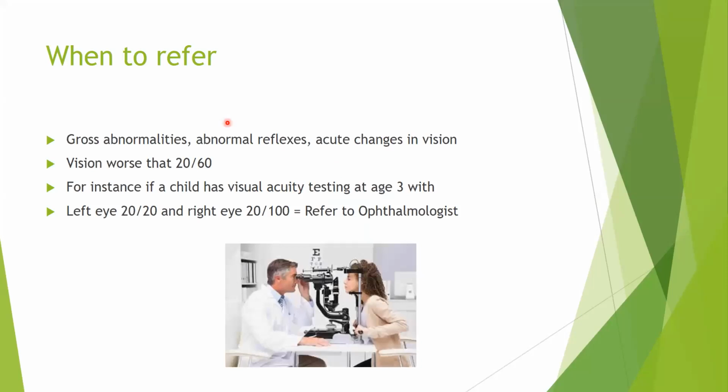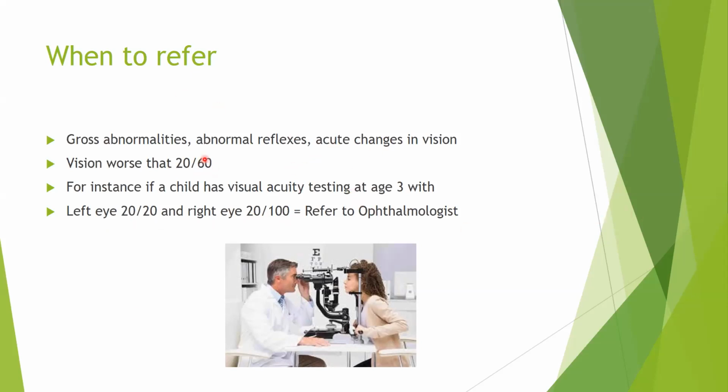So when do we refer? We want to refer if there's any gross abnormalities, if they have abnormal reflexes, or if there's an acute change in vision. If their vision is worse than 20/60, we want to refer. For instance, if a child has visual acuity testing at the age of 3 with a left eye of 20/20 and the right eye of 20/100, we want to refer this, okay?